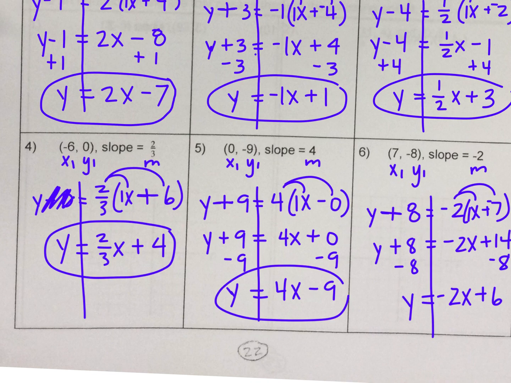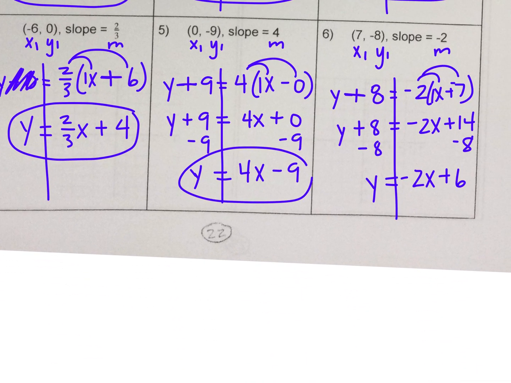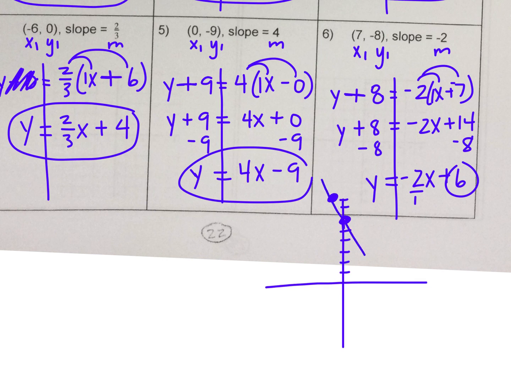If I were going to graph that, just to review, I would start with here's my start. I'm going to put a dot on the 6. And then my slope is -2/1. So I'm going to rise 2 and run 1 to the left since it's negative. And that would be my line.